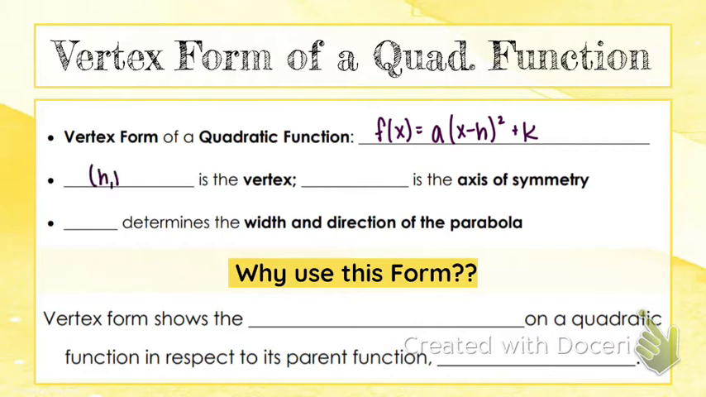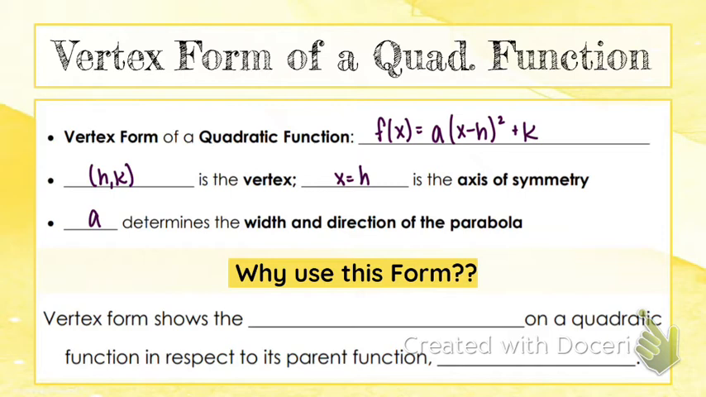So h comma k is the point on the graph that is the vertex. And x equals h is the axis of symmetry. So x equals is the form we write it in, and h is a number. And then a determines the width and direction of the parabola.